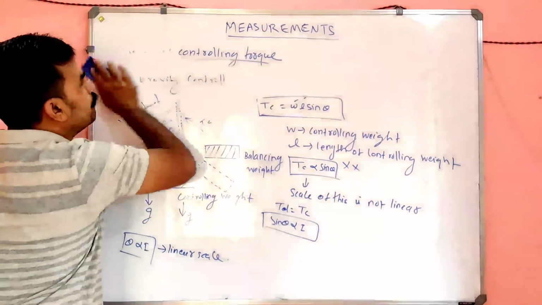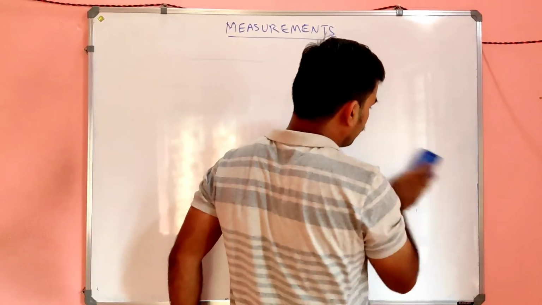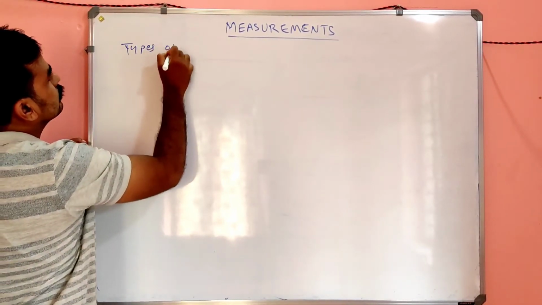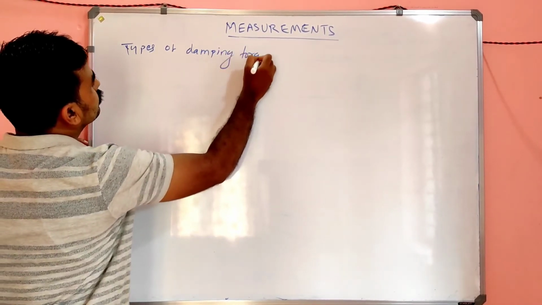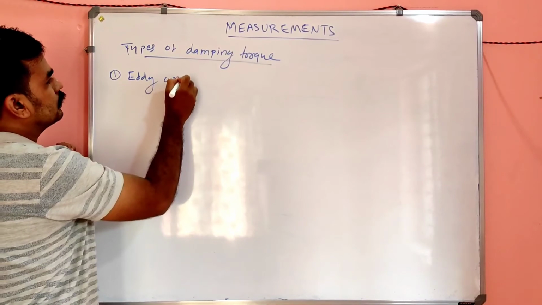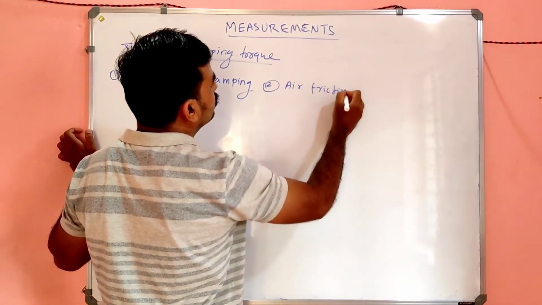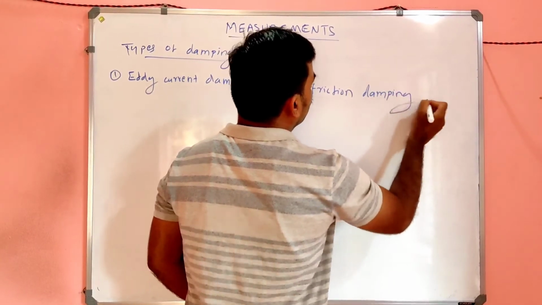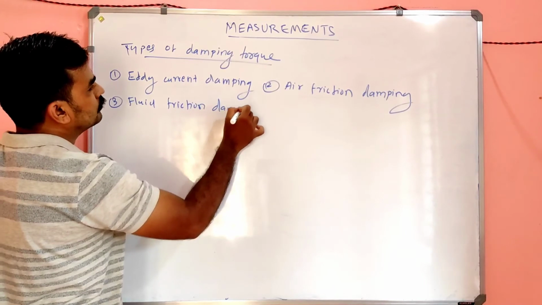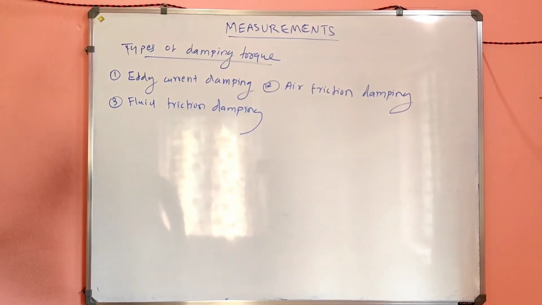Next, types of damping torque. There are three main types of damping: first, eddy current damping; second, air friction damping; and third, fluid friction damping.